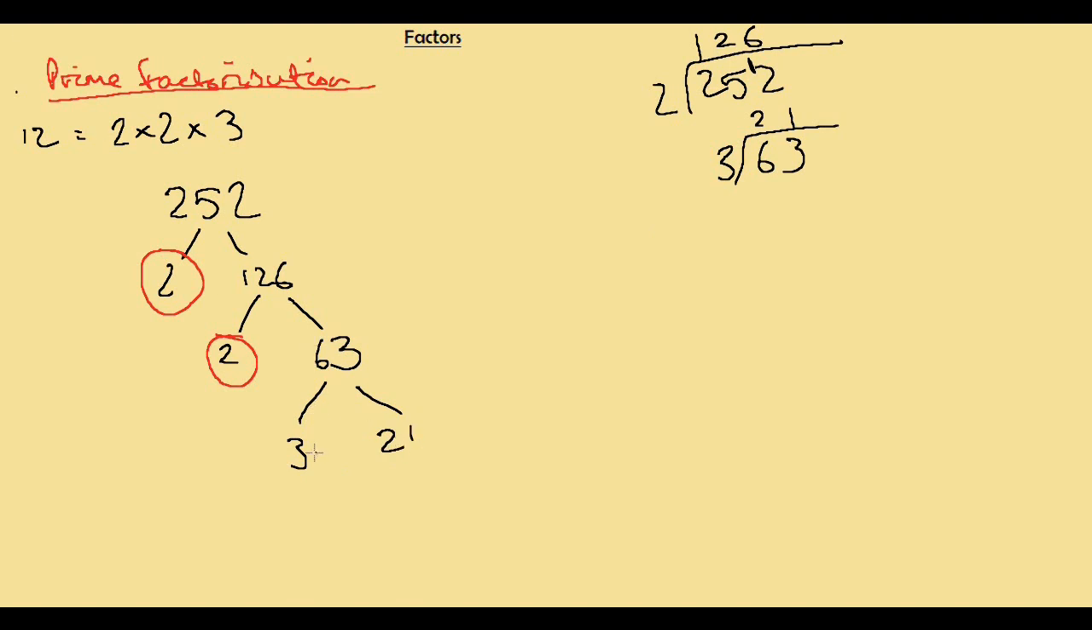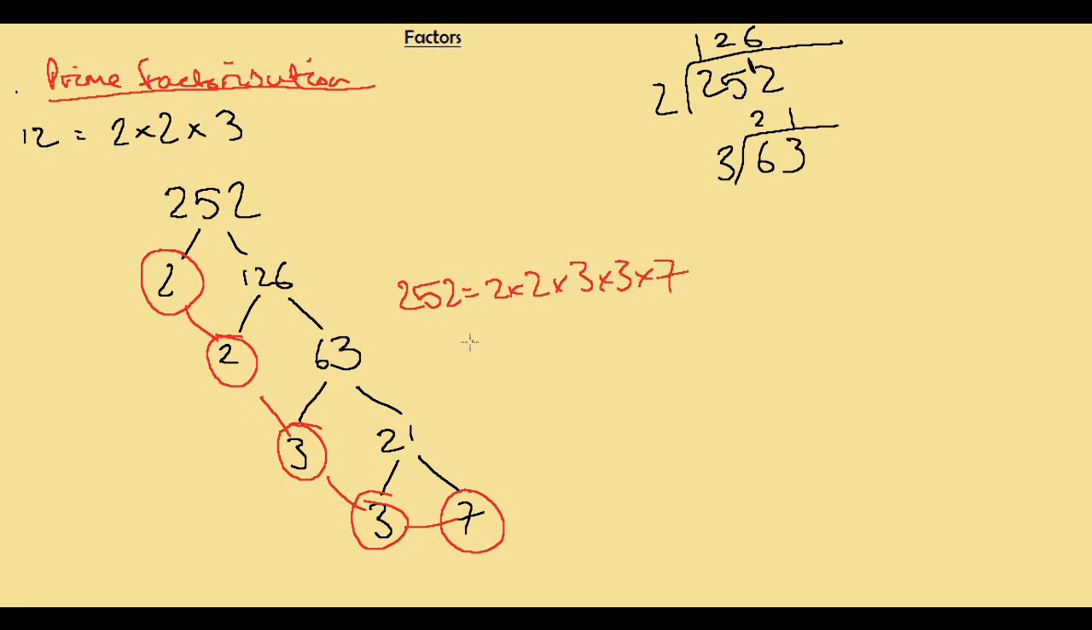So now I'm going to circle this prime. So hopefully you can see what we're up to here. We're just going to continue this. 3 goes into 21 7 times, and actually both the 3 and the 7 are primes. So what I can do is write 252 as a product of its primes: 2 times 2 times 3 times another 3 times 7.